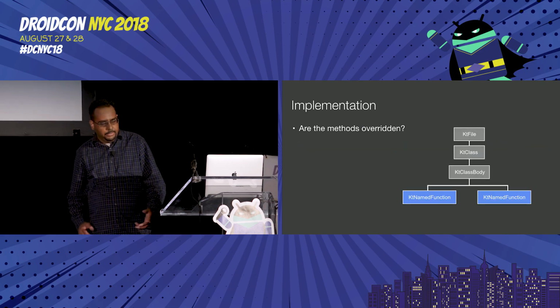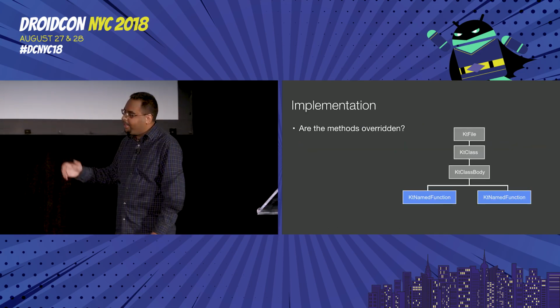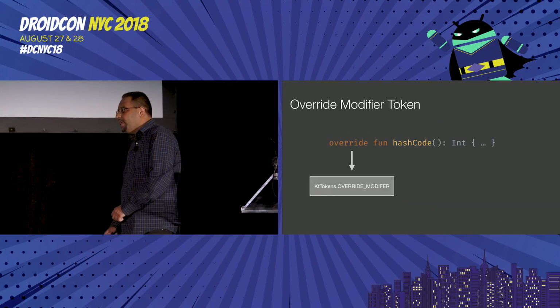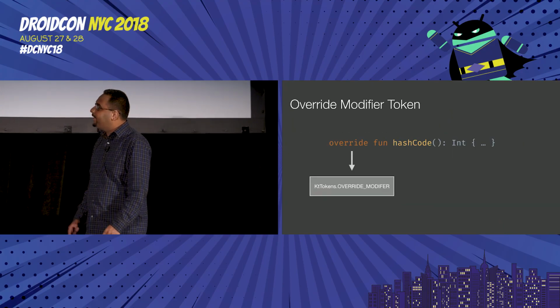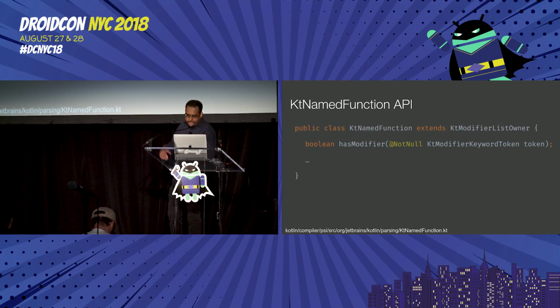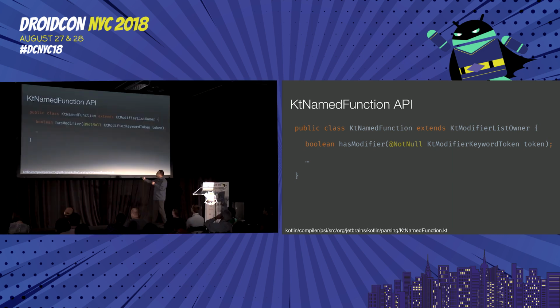And then I need to determine, when I traverse the functions, is the function overridden? And what you'll find is that there's a token for that. There's a token which represents that, this token over here, right? And I could check whether the method has that token using this function here. So it is in the inheritance hierarchy of KtNamedFunction, right? Somewhere along it inherits from this class, KtModifierListOwner, which gives me the ability to check whether a function has a modifier or not.